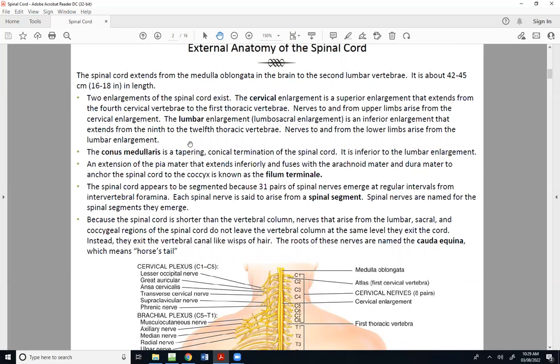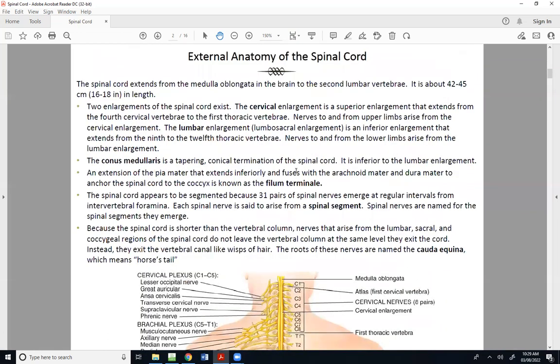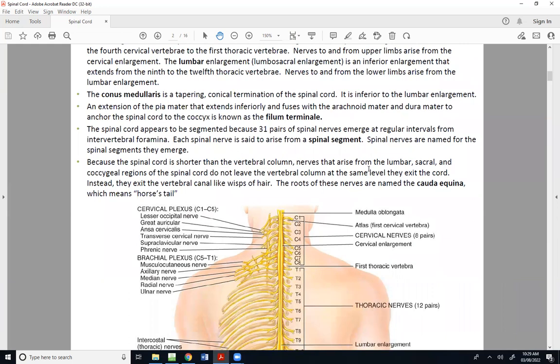There are two enlargements of it that exist, and they're very subtle, but they are both labeled here. You can see the lumbar enlargement down here at the bottom, and then the cervical enlargement up there at the top. The cervical is the superior enlargement, extends from the fourth cervical vertebrae to the first thoracic. This is where the nerves to and from our upper limbs arise. So these nerves that you can see coming off right here are going to be the ones that feed our arms.